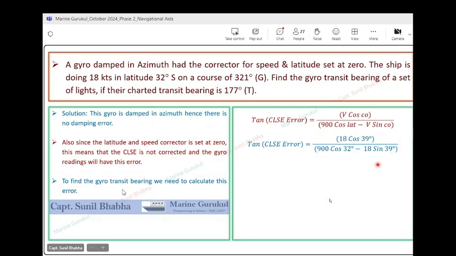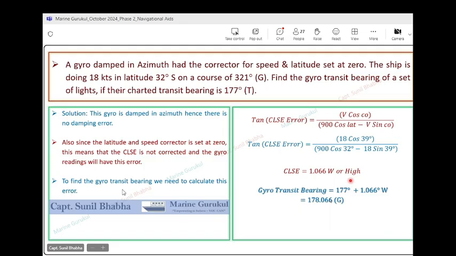Now, when we put these values in the calculator, we get the CLSE or the steaming error as 1.066 west or high. Now, the magnitude is obtained from the formula, and the sign of the error, that is west or high, is obtained from the fact that the course which we have, which is 321 degrees, has a northerly component. Whenever the course has a northerly component, this is a northwesterly course. So whenever the course has a northerly component, the steaming error is always west or high.